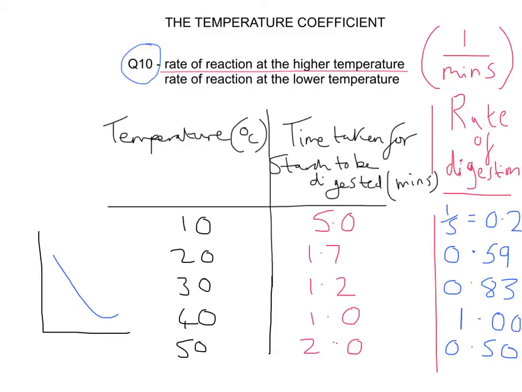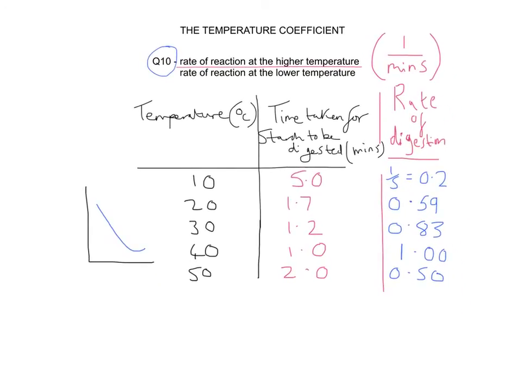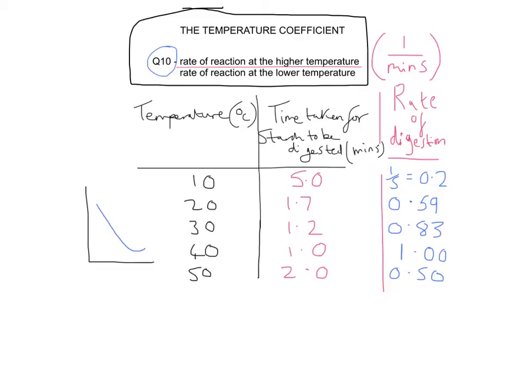So there are our rate values. If we want to work out the temperature coefficient, we need to look at these values in blue. So Q10, our temperature coefficient, says we look at the rate of reaction at the higher temperature divided by the rate of reaction at the lower.